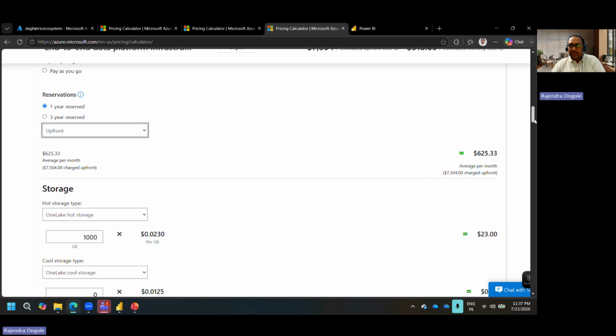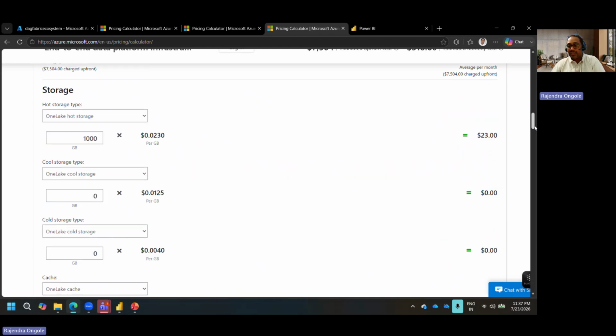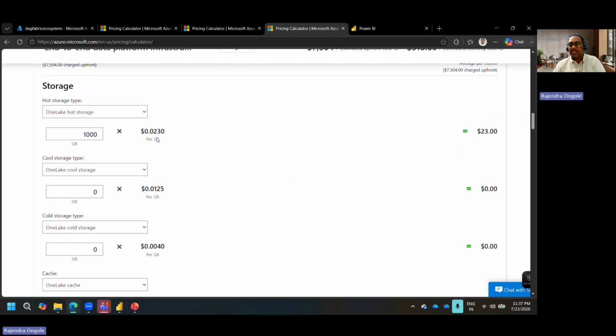If you go a little down, you can change the storage capacity, how much data, and the cost will be reduced accordingly. If you check 100 GB, you can see the charges. With 1000 GB, you can see the charges.